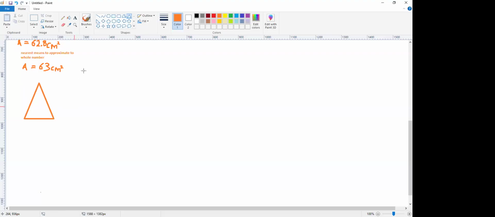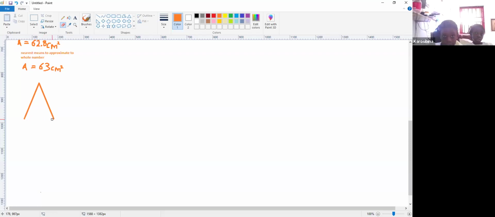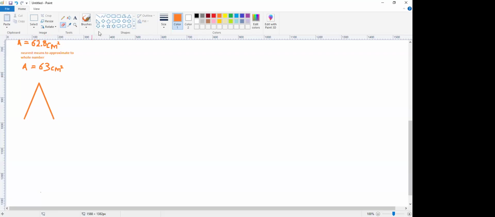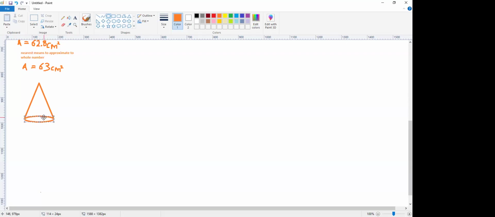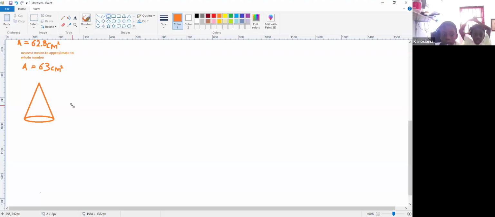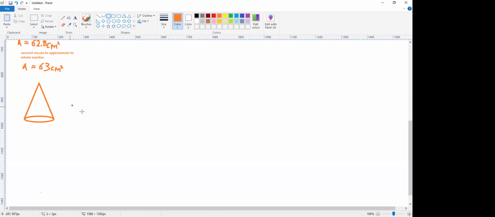Let me see another place where you can find a cone. Have you ever seen clowns dress up in a funny way? What's the shape of their cap? It's like a cone, isn't it? It's like a happy birthday cap, isn't it? Yes, sir. That is also a cone.